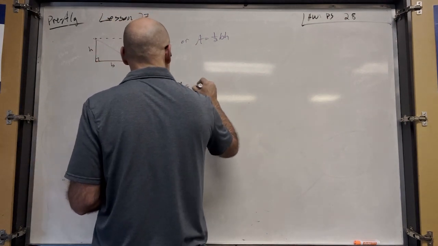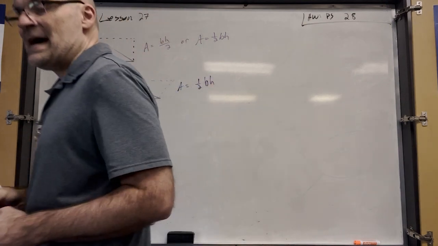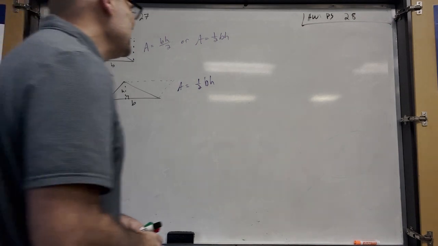That's the biggest thing that you're learning today. Just 1/2 of the base times height, or base times height divided by 2. Okay? Really not too difficult.